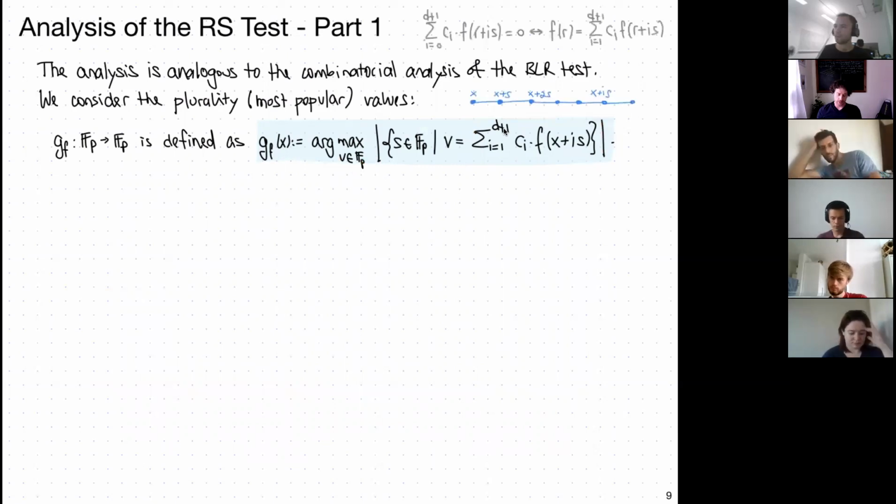So to make it a bit more clear, I want you to look at the gray part here at the top. What happens is that the constraints are of this form, right? It's this linear combination which is equal to 0. And the first coefficient c of 0 is always 1.